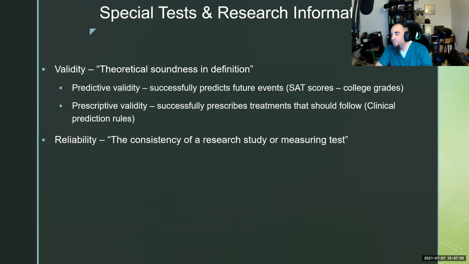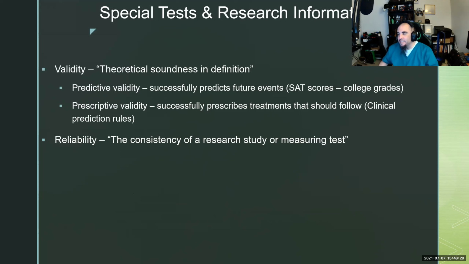Predictive validity and prescriptive validity talk about predicting future events. A predictive validity successfully predicts future events. A prescriptive validity prescribes treatments we should follow. So we typically follow a prescriptive validity pattern in physical therapy because we say, if we do these things, patients should get better. If we follow this treatment plan, patients should get better, right? That's kind of the way we do most things, or we should do most things.